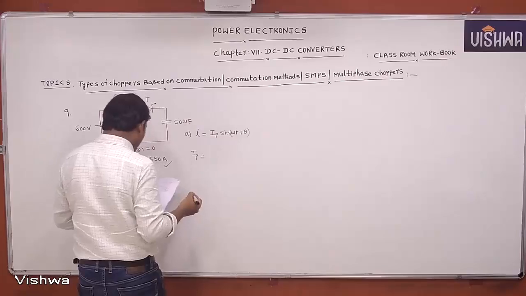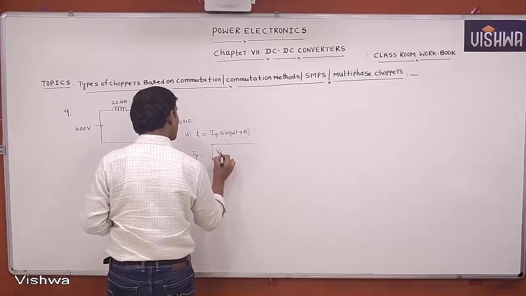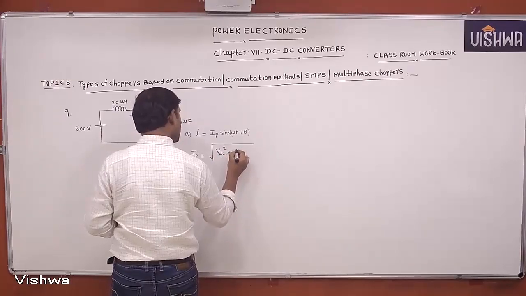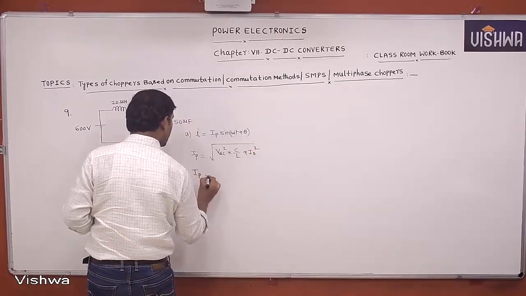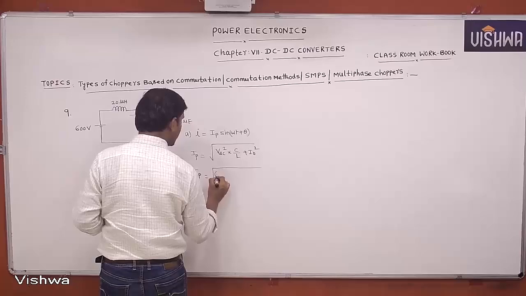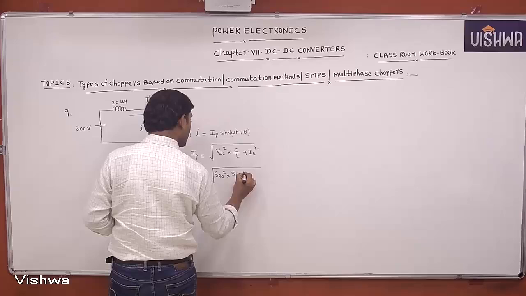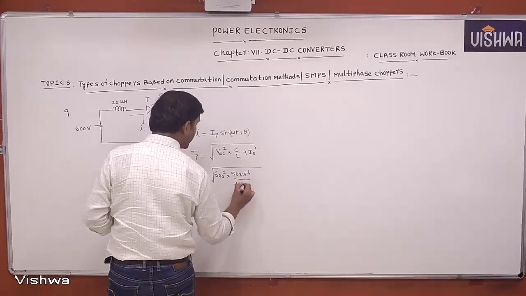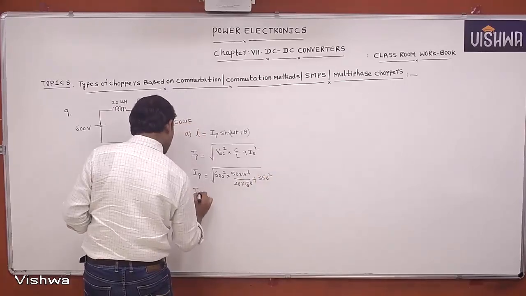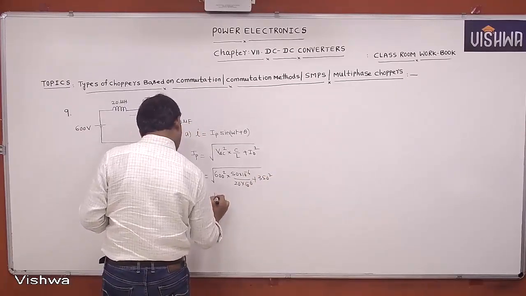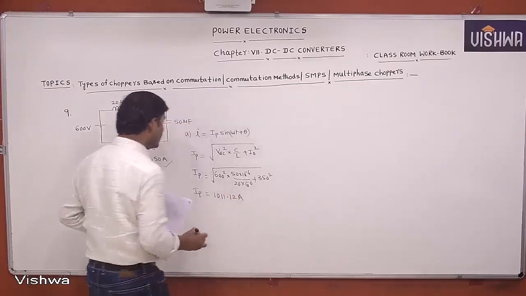The value of peak current equals this formula I gave: square root of VDC square into C by L plus I naught square. Then the peak current equals square root of VDC 600 square into the capacitance value 50 microfarad, divided by the inductance value 20 microhenry, plus 350 square. By simplifying this, the peak current is 1011.12 amperes.